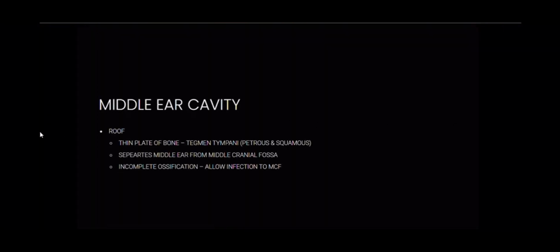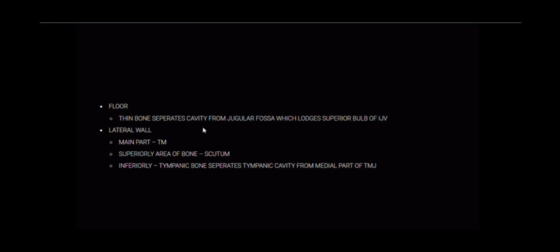Coming to the theoretical aspect, as I've told you, here we have the roof, which is formed by a thin plate of tegmen tympani, which is part of the petrosquamous bone. Incomplete ossification can lead to infection spreading to the middle cranial fossa. The floor is formed by the jugular fossa, which lodges the superior bulb of the internal jugular vein. The lateral wall is formed by the tympanic membrane.